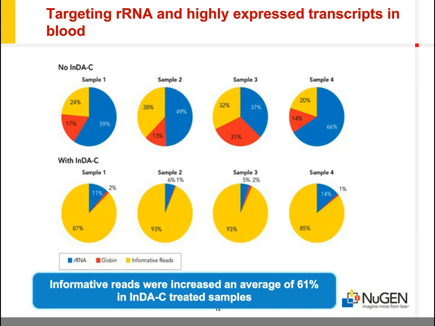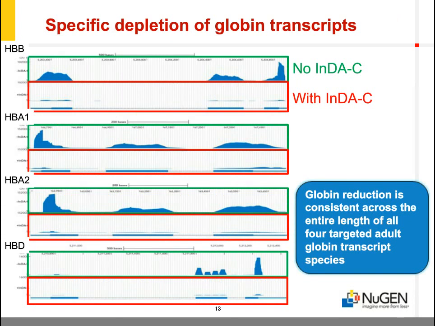Visualization of the globin coverage, both without depletion, outlined in green, and with depletion, outlined in red, show a significant reduction in reads from all 4 targeted transcripts after InDA-C treatment. This depletion is consistent across the entire length of the transcript, indicating that there is no sequence-specific bias during the depletion.